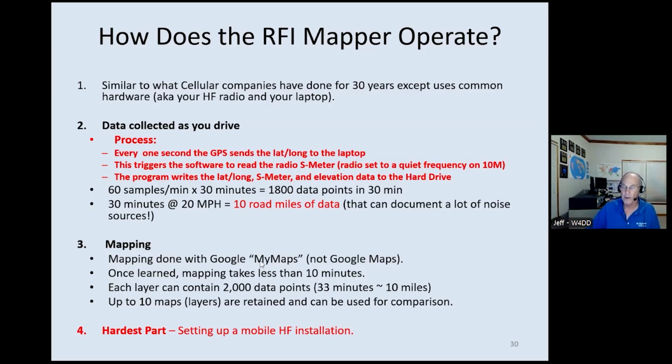The mapping's done with Google My Maps, and it's not the same as Google Maps, a little different. It takes about 10 minutes to map it. You can map up to 2,000 data points, so about half an hour at a time, and you can do 10 of those in a particular map sequence and turn the layers on and off. So if you go over 33 minutes, no problem, you just do it in 2 layers. Hardest part, setting up a mobile installation.